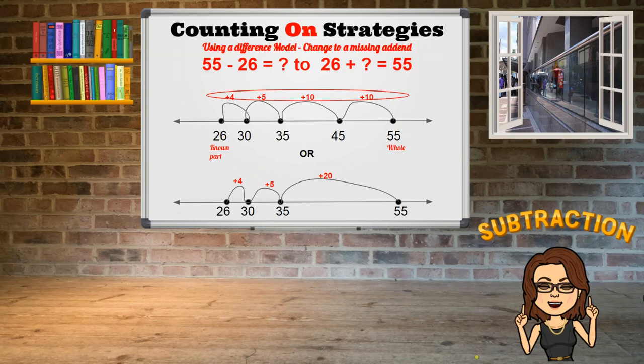Counting on strategies use the relationship between addition and subtraction. The student takes a subtraction problem and turns it into a missing add-in. For example, what do I add to 26 to get 55? So the student will start at 26 and they will count up to 55. In this example, the answer or the difference is above the hops.